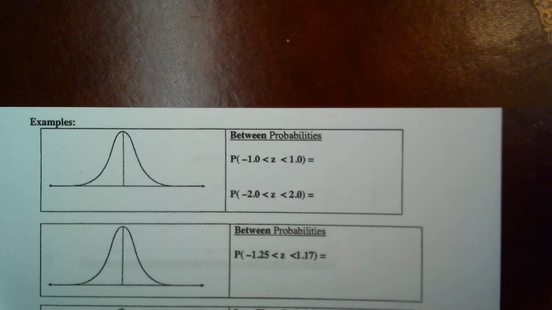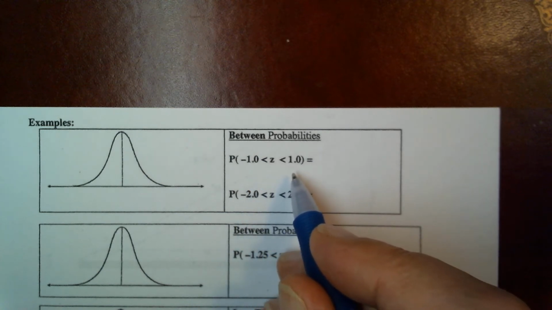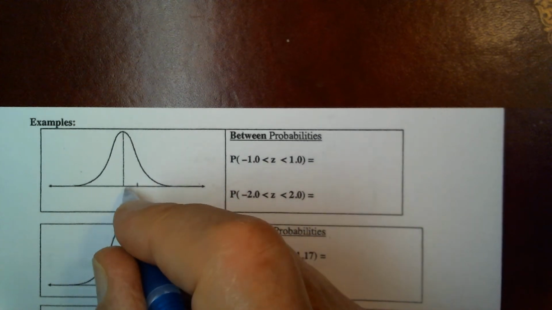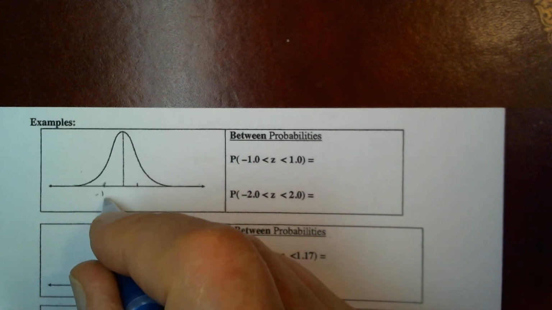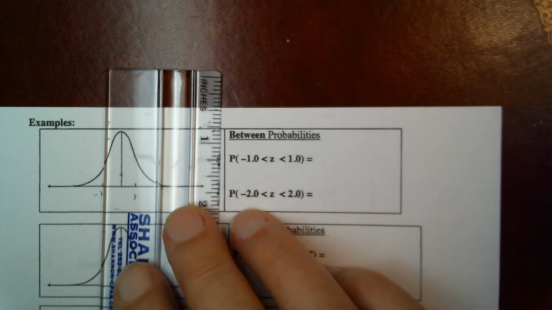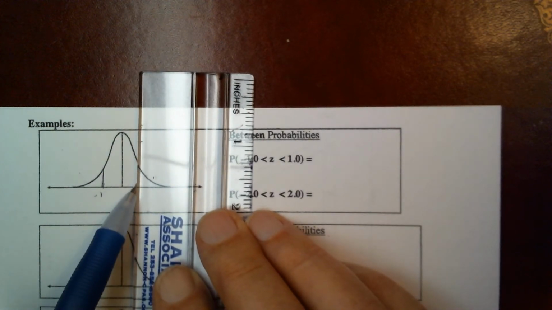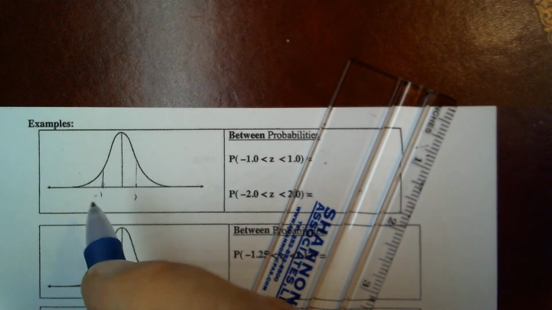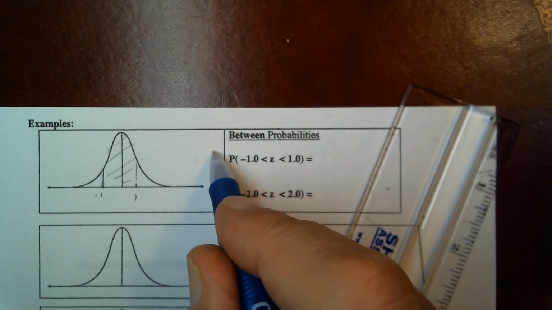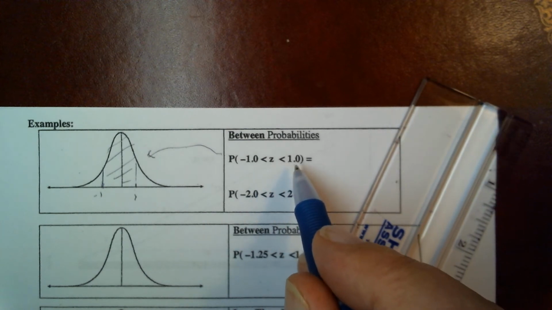So let's look at the example where we asked to find the probability that the z-score is between -1 and +1. What that means graphically, say 1 is here, and -1 is there. So we draw a vertical line here, a vertical line there. And what we're asked now is to find this area here. That's the probability that Z is between -1 and 1.